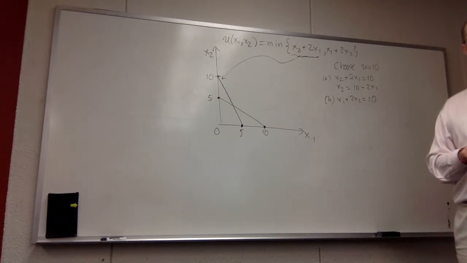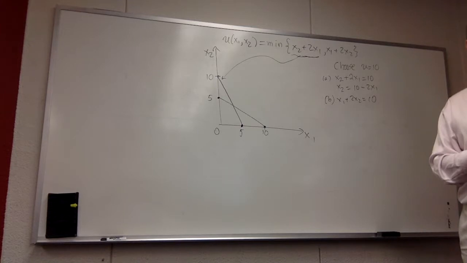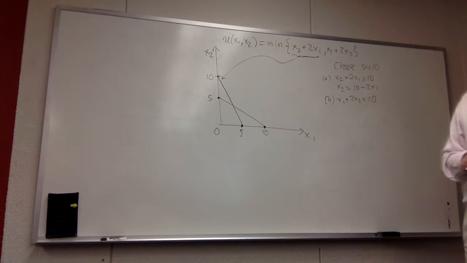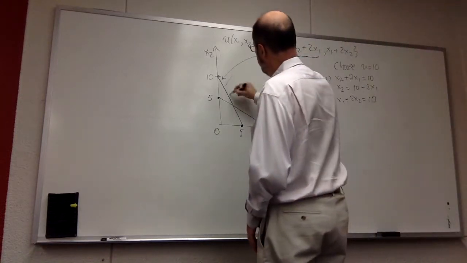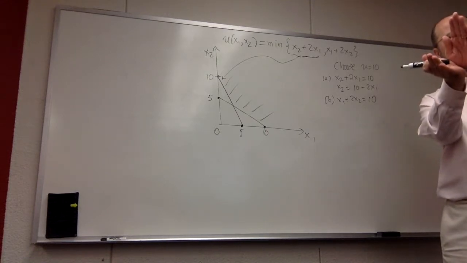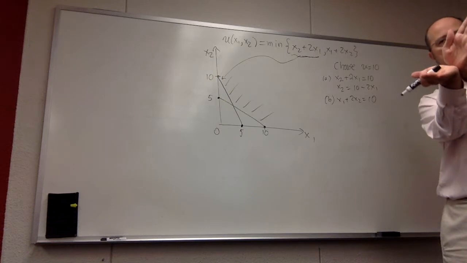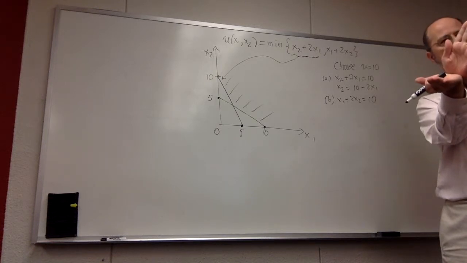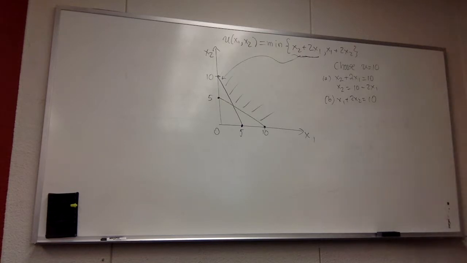Now I want to show you the upper contour set at that utility level. That is, all the points that achieve utility equal to 10 or more. I'm going to shade something, and I'm going to let you verify when you study later that this is the correct thing to shade. So I'm going to shade it like this. It's like perfect complements, but it kind of spreads out and is not at right angles.